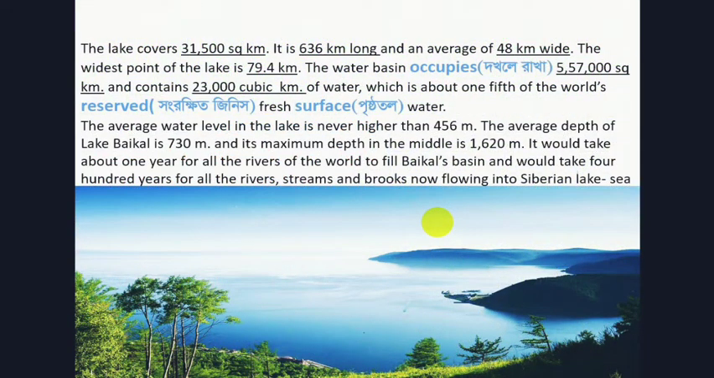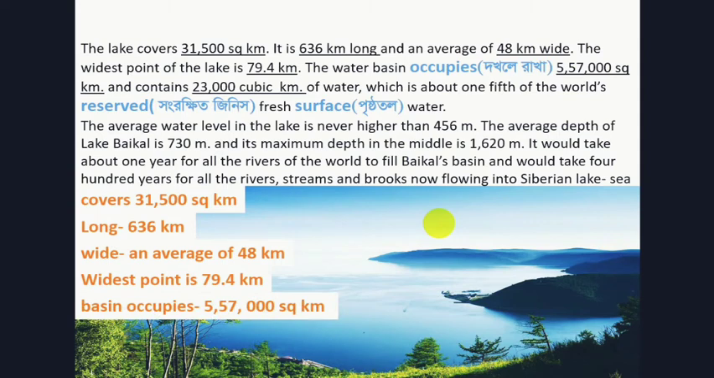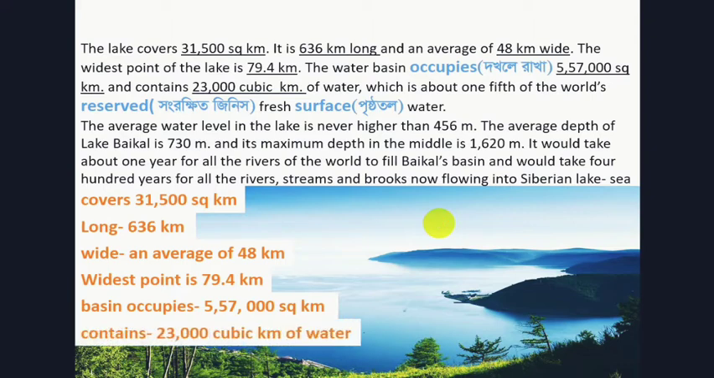Then the next paragraph. The lake covers 31,500 square kilometers. It is 636 kilometers long and an average of 48 kilometers wide. The widest point of the lake is 39.4 km. The water basin occupies 5,57,000 square kilometers and contains 23,000 cubic kilometers of water, which is about 1/5 of the world's reserved fresh surface water.